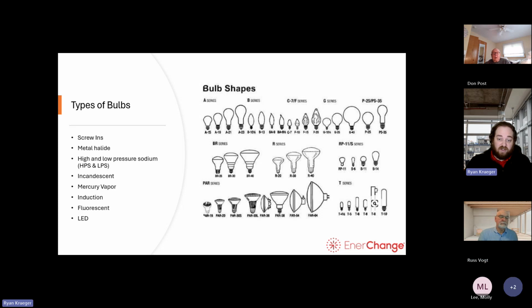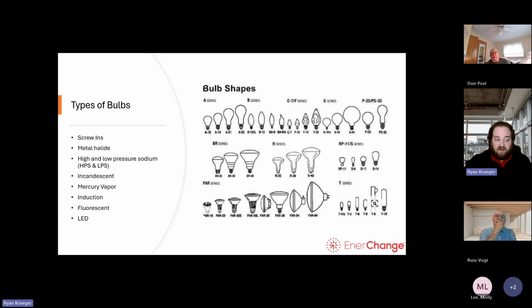But that's just screw-ins. And then there's metal halide of 250 watt, 400 watt, 1,000 watt. Then there's high and low pressure sodium, incandescent, mercury vapor, induction. There's fluorescent lighting, and then you get to LED. Basically from front to back, you're running 130 years of technological advancements within the electrical field. And as each one of these technologies phased out, there was new technology.